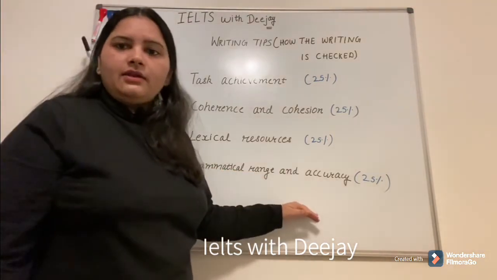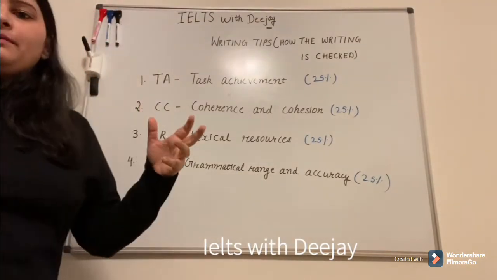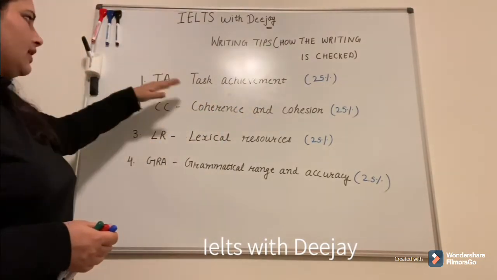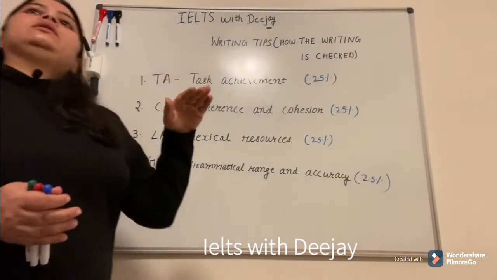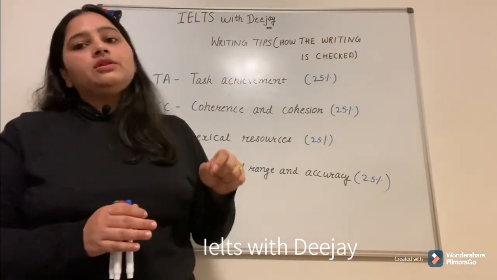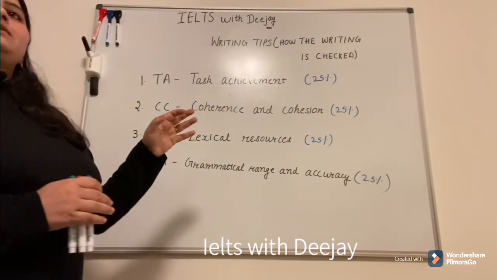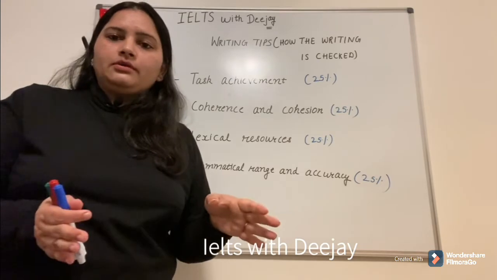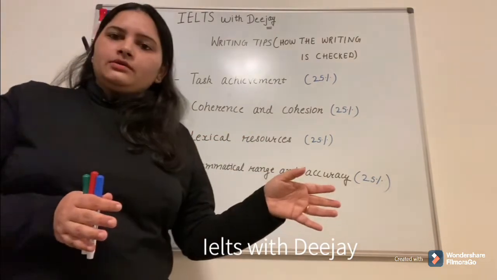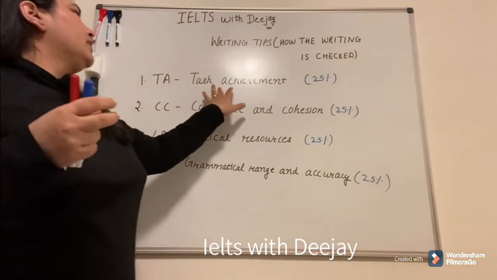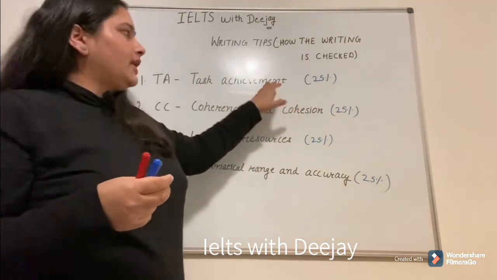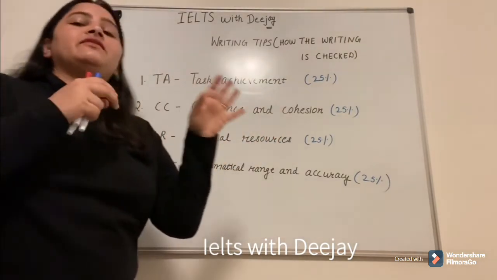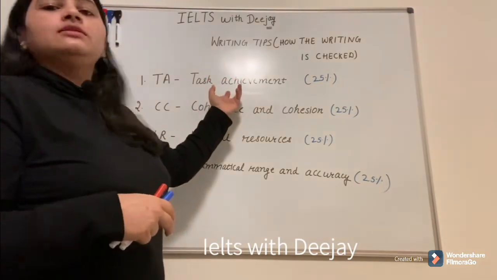You should understand how we can boost our bands, like how we can get 7 or 7+ bands. The first is task achievement. Task achievement is how well you have understood the question and how well you're answering it. You have to understand the question, you have to understand the question type, and you have to stick to the question. Do not go haywire. Do not write out of the topic. So this is how you get good bands in task achievement. You have answered everything, you're writing properly, whatever is given in the question. This is how you get good bands in task achievement.